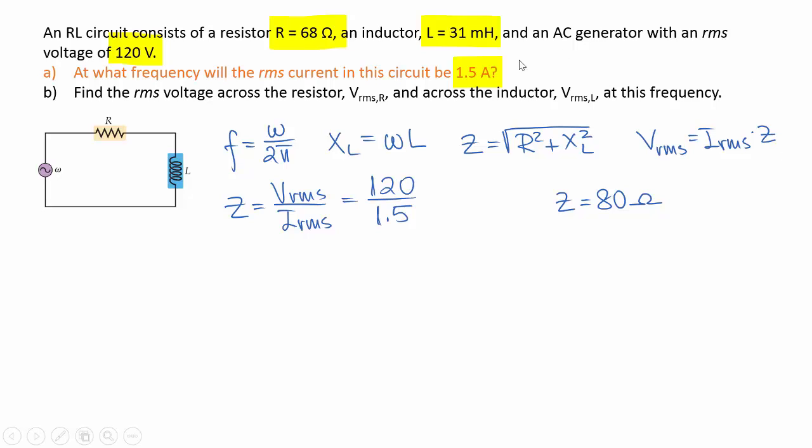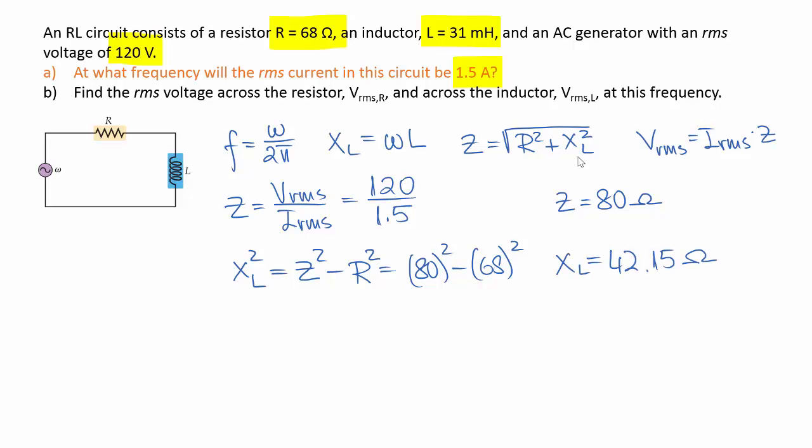Now, since we know the impedance, we can go back into this equation and find XL. For that, we will square the entire equation and isolate XL. XL squared will be equal to Z squared minus R squared. All we have to do is plug in the numbers. The impedance is 80 ohms, don't forget to square it, minus the resistance, 68 ohms, don't forget to square it. And we obtain a value of 42.15 ohms for XL.